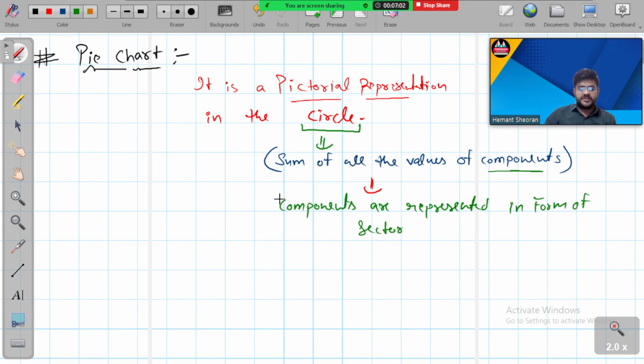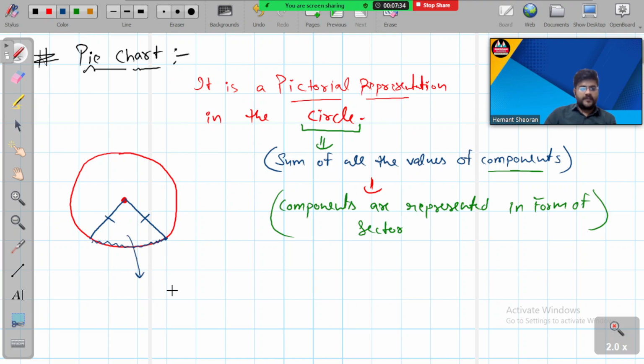Now the next question is, what do we mean by a sector? A part of the circle. If I draw lines from the center to the edge, you can say it is a part between the boundary and the two radii. This specific boundary and these two radii make a particular part of the circle, and this part is known as a sector.